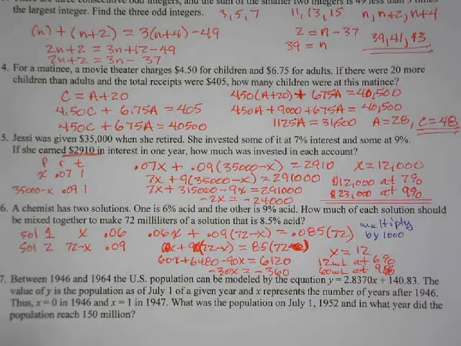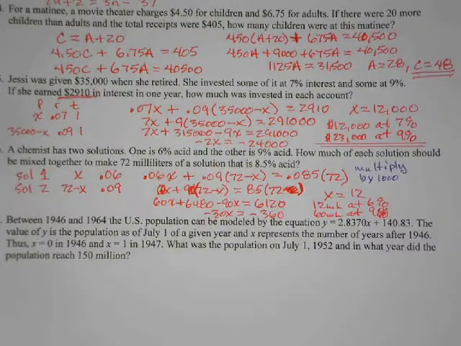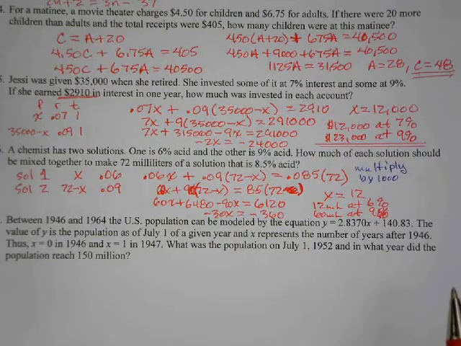All right, last problem. Between 1946 and 1964, the U.S. population can be modeled by the equation y equals 2.8370x plus 140.83. The value of y is the population as of July 1st of a given year, and x represents the number of years after 1946. Thus, x equals 0 in 1946, but x equals 1 in 1947, and 2 in 1948, and so forth. What was the population on July 1st, 1952, and in what year did the population reach 150 million? Now, by the way, the population is measured in terms of millions, so y is in terms of millions.